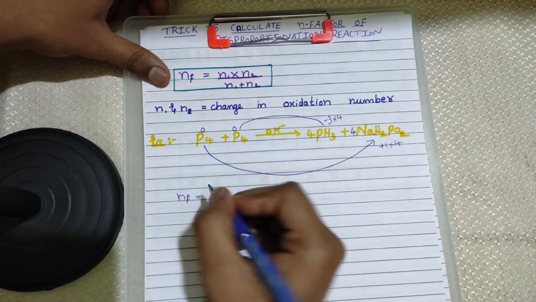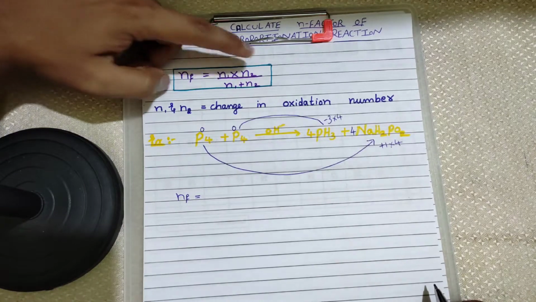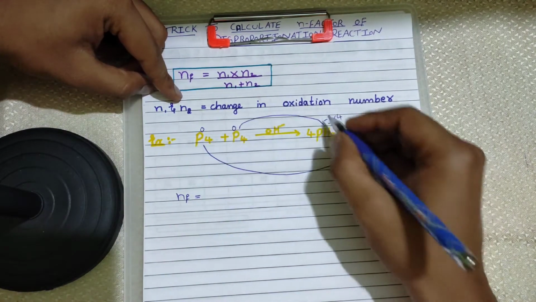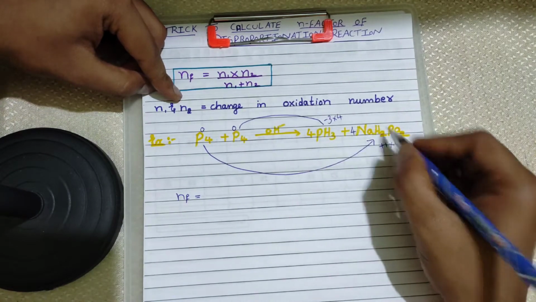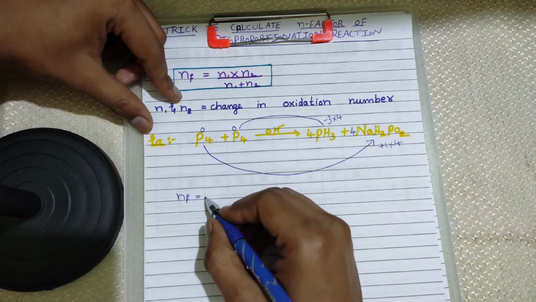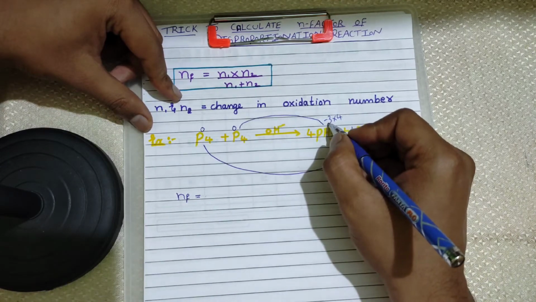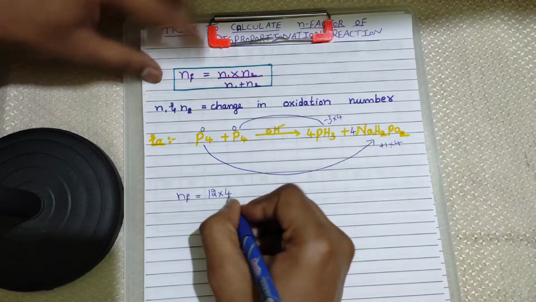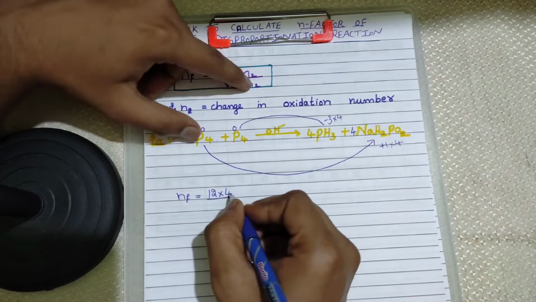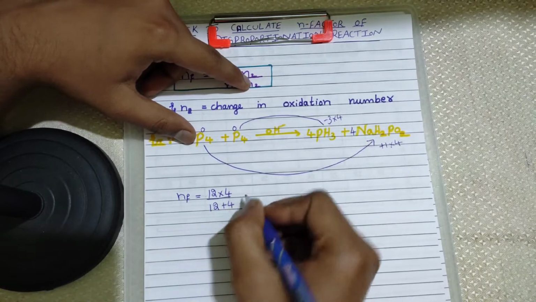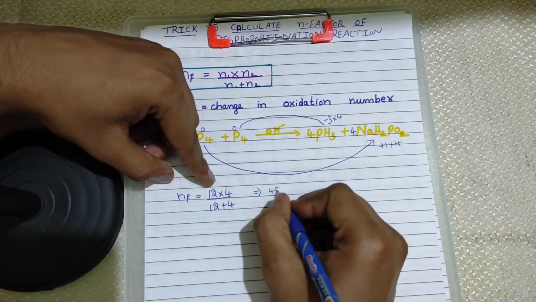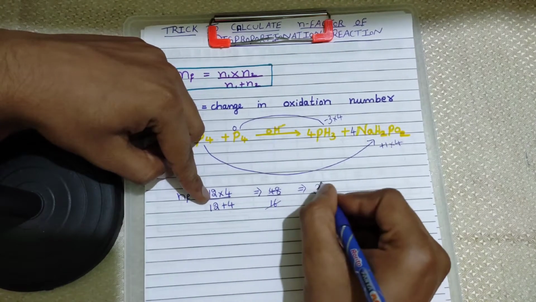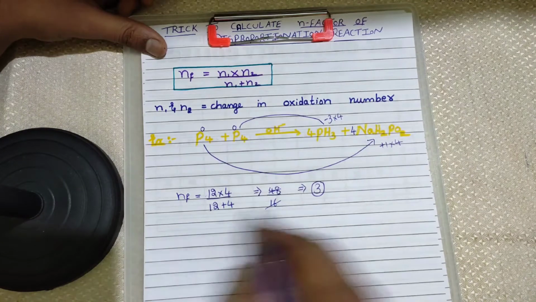Let's come to the calculation of the n factor. The formula is n1 into n2 by n1 plus n2, where n1 and n2 are the change in oxidation number. 3 fours are 12 and 4 ones are 4. Neglect the sign while substituting in the formula; we should not take -12. Now take 12 into 4, over 12 plus 4. 12 into 4 is 48, 12 plus 4 is 16, and 48 divided by 16 is 3. So your n factor is 3.